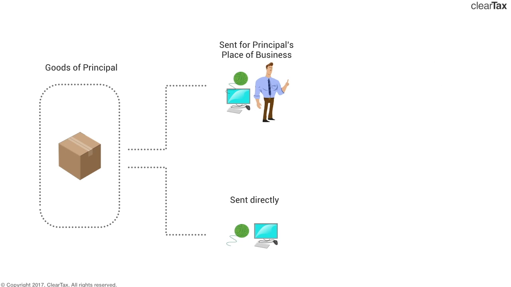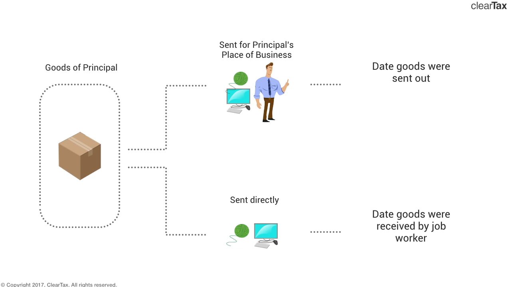Remember the two situations how the job worker gets goods? If these goods are sent from the principal's place of business, then this 1 year would be computed from the date that the goods were sent out from the place of business. If he gets it directly from the principal's supplier, then the date would be 1 year or 3 years from the date the goods were received by the job worker.